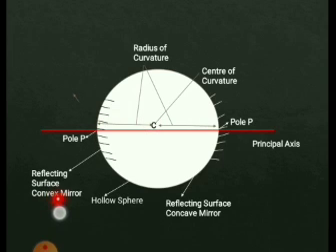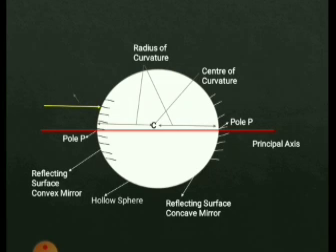For this convex mirror, the radius of curvature is indicated from this arrow till this arrow. Whereas for this concave mirror, the radius of curvature is from this point till this point. So hence it is termed as radius of curvature. Both these are radius of curvature. This is the radius of curvature of the convex mirror, whereas this is the radius of curvature of the concave mirror. So collectively I wrote radius of curvature.